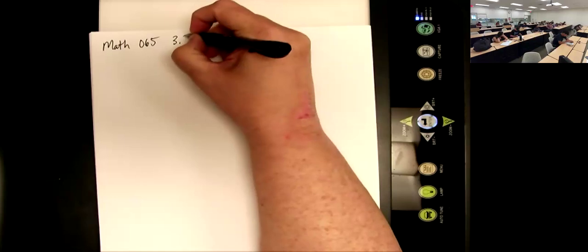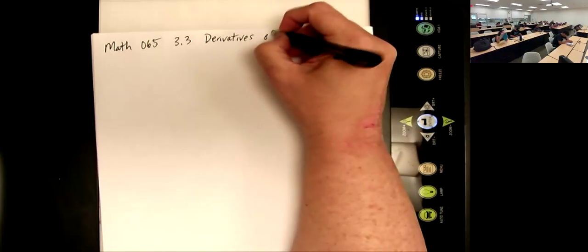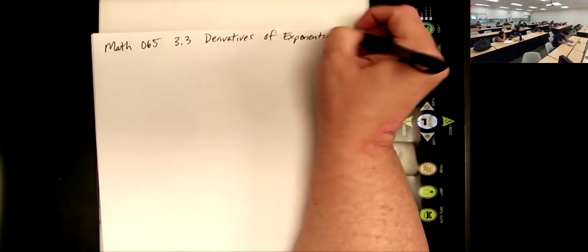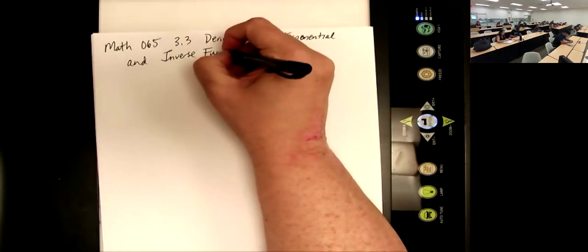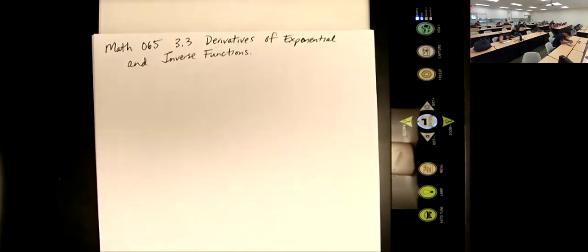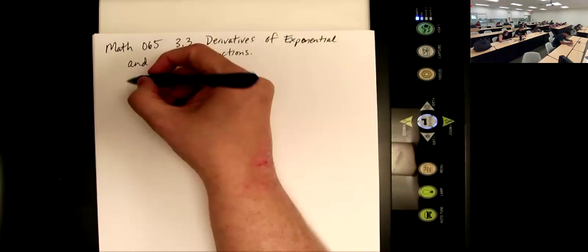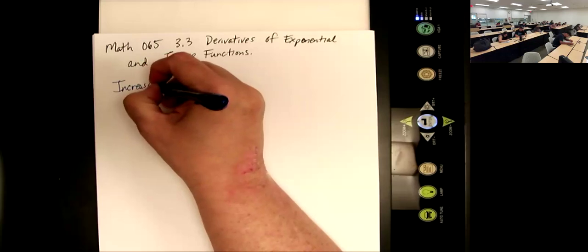We are doing 3.3. This is derivatives of exponential functions and inverse functions. So to do this, we're going to need increasing or decreasing functions.